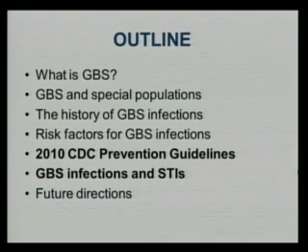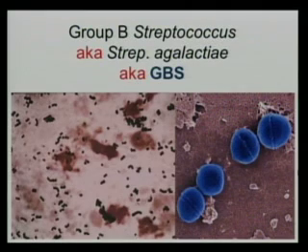So the outline of our talk today, first we'll talk about what is GBS, and then we'll touch upon special populations, the history of these infections, risk factors for these infections, and then we're really going to focus today on the 2010 CDC prevention guidelines, and then GBS infections and STIs, because as you all know, we have a lot of STIs in our population. And then we'll talk a little bit about some future directions in case anyone else is interested in doing research on this topic also.